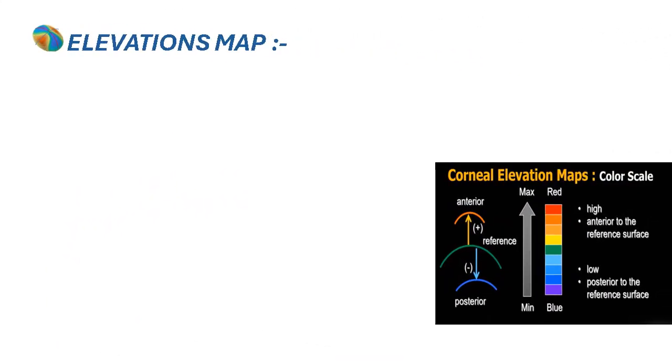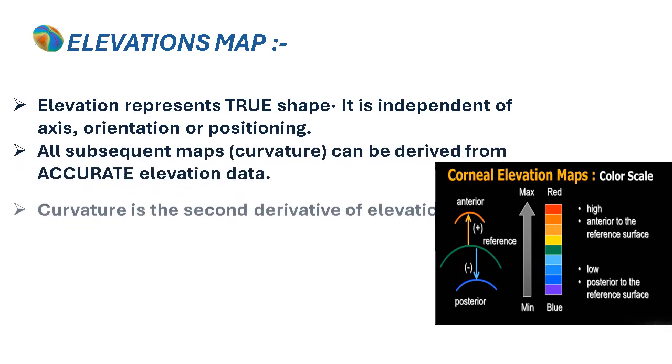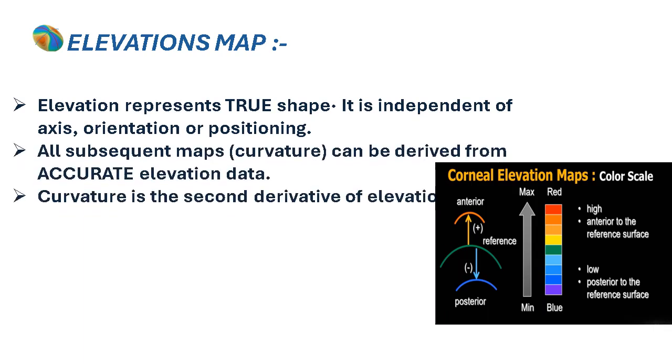Now, after finishing speaking about the curvature maps and the different types of curvature maps and the advantages and disadvantages of the curvature maps, we come to the elevation maps. And there are three important points that I would like to explain and emphasize. That elevation maps represent a true shape representation of the cornea.